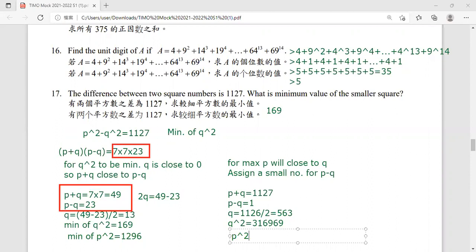Then p squared will be equal to what? Will be equal to 564 squared, which is this one. Actually, P and Q must be positive numbers, so they will arrive at the maximum together or the minimum together. But for cubes, you have to be very careful because PQ may be a negative number.